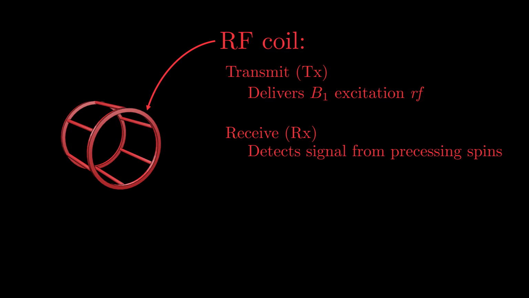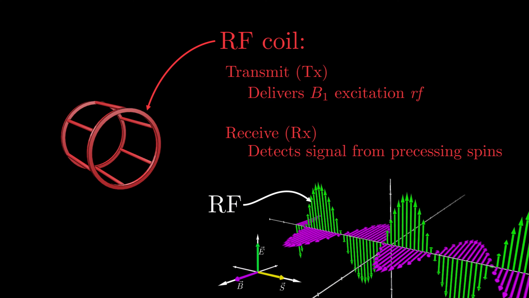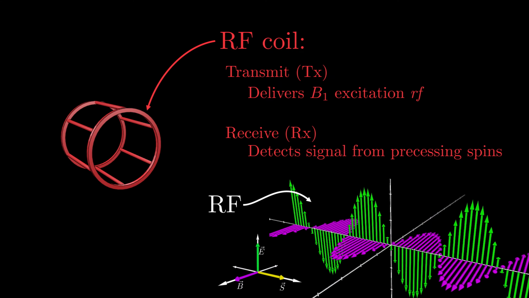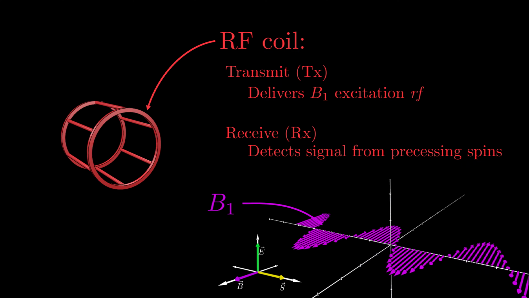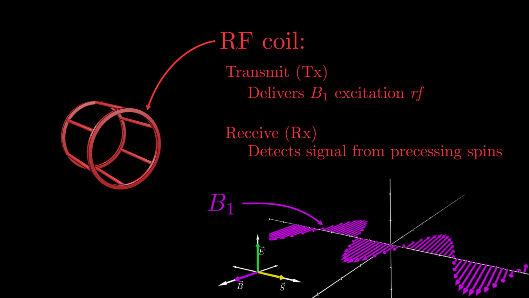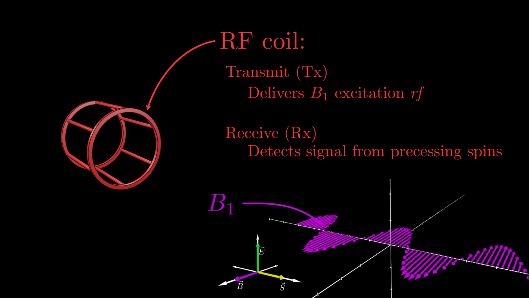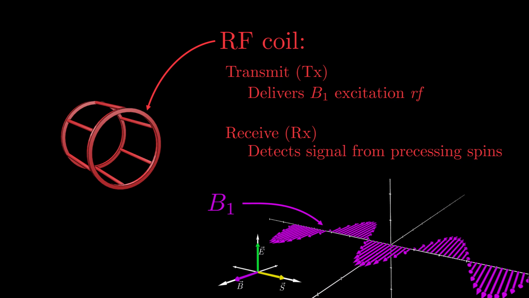Birdcage coils like this are designed to deliver very spatially homogeneous RF excitation pulses to all spins within the volume, so all spins experience the same flip angle. In the context of MRI, the magnetic field component of the RF is called the B1 field, distinct from the main B0 field. The specifics on design of MRI coils is going to have to wait for a different day, but for now, I just want you to keep a few rules in mind regarding MRI coils.